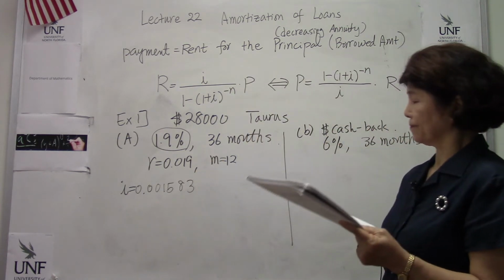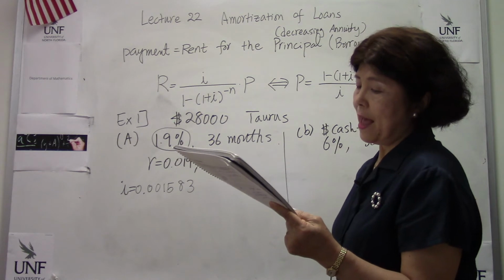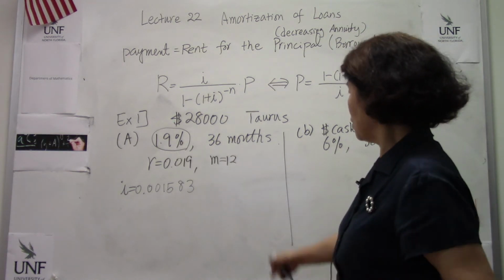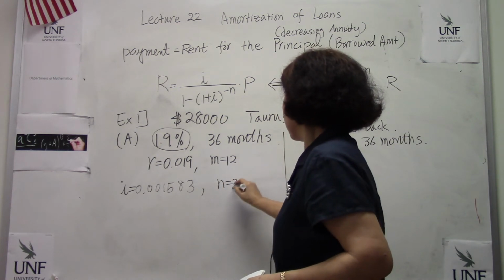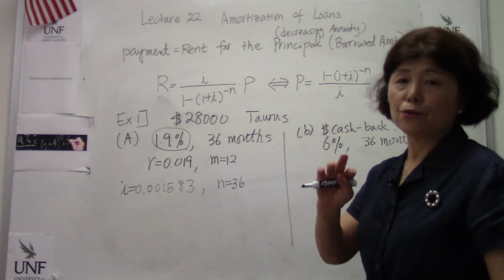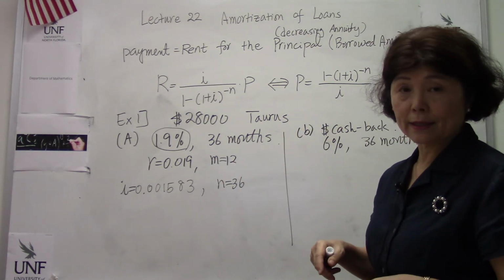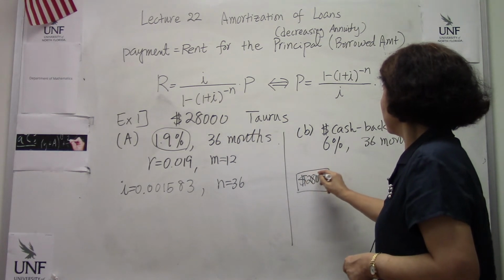0.001583. Yeah, I will go for extra long, okay? And you are going to compute the payment. Well, N is 36. You are going to make 36 payments. That means you pay off your debt. Okay, so again, start with the $28,000 debt.